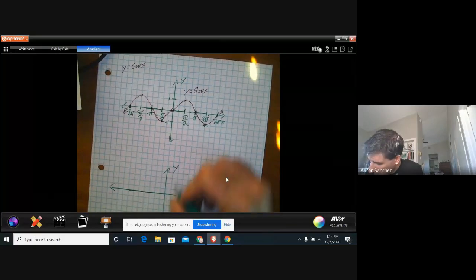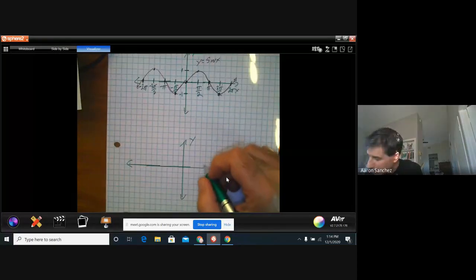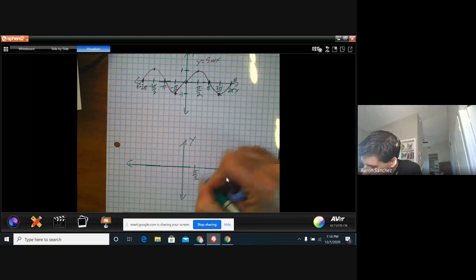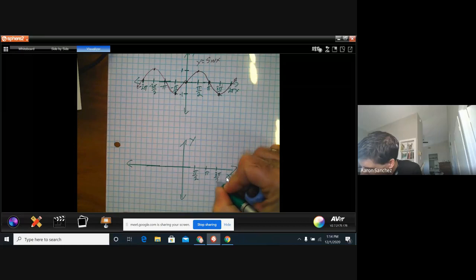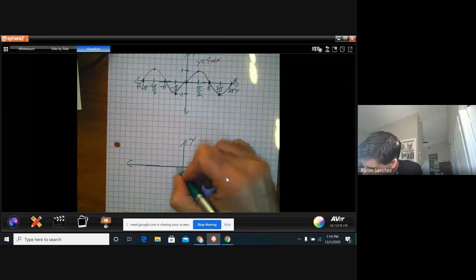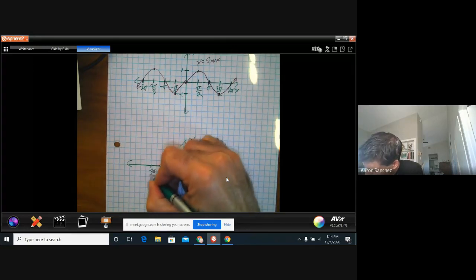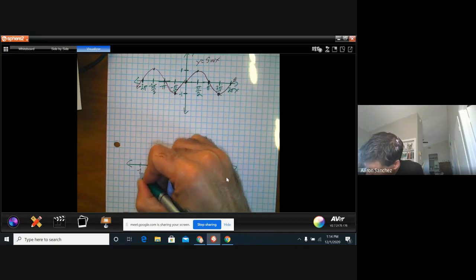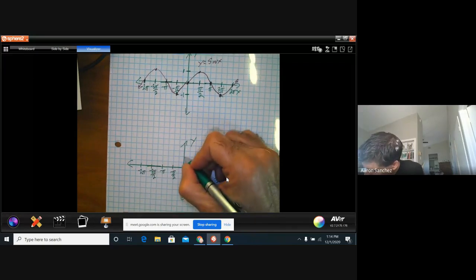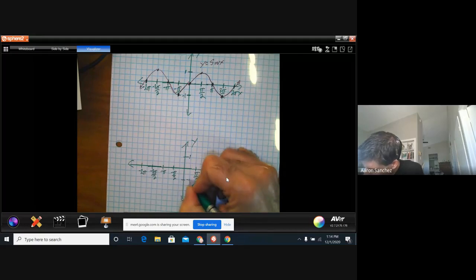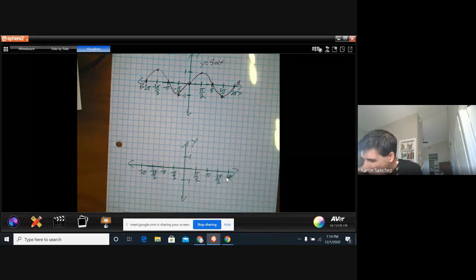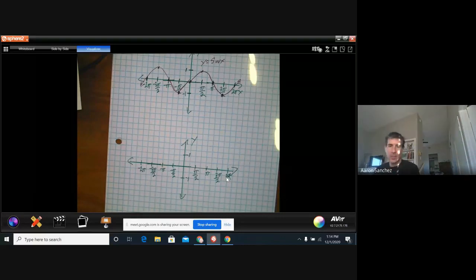X, Y. Okay, I'm just doing the coordinate plane. Same thing as before. Pi over 2, pi, 3 pi over 2, 2 pi. Negative pi over 2, negative pi, negative 3 pi over 2, and then negative 2 pi. And we go up 1, negative 1. X, Y. Okay, here we go. I'll let you catch up if you haven't caught up.